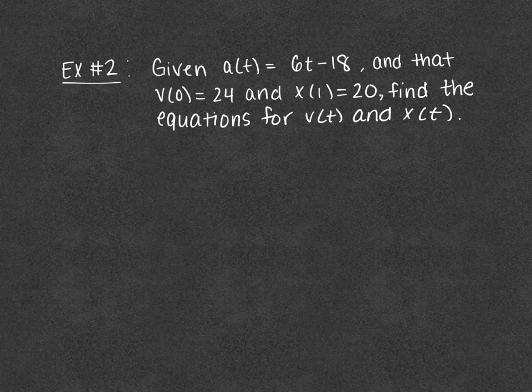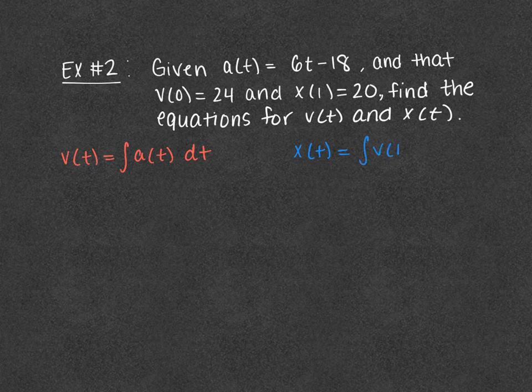So the first thing that I want to do is write down the relationship between a of t and v of t. If I want to find v of t, I need to integrate a of t. And if I want to find x of t, I have to integrate v of t. These are my two formulas that I'm going to need to use. Now I have to do this one first before I can do this one.